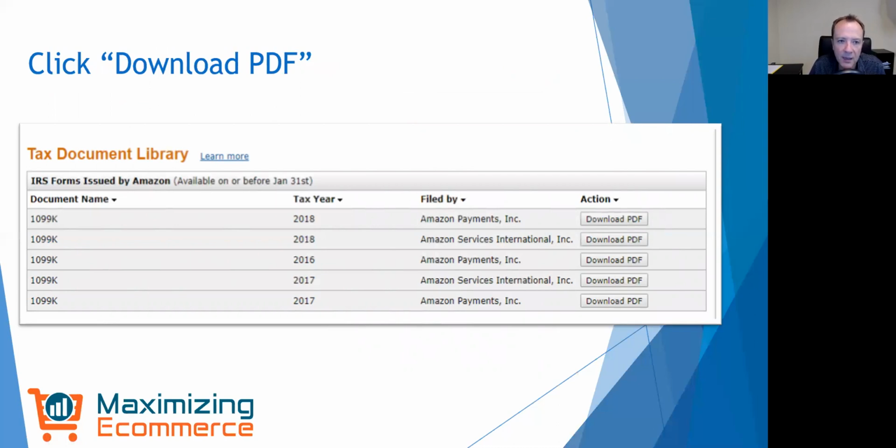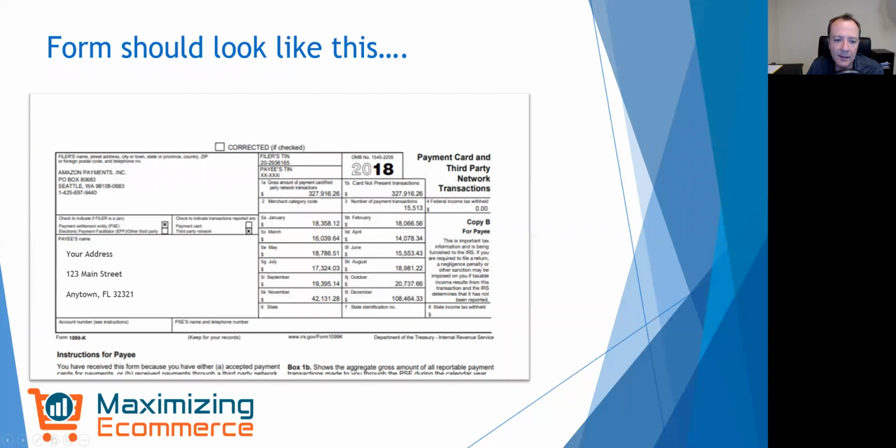For me, for example, I'm signed into North America when I took this screenshot, and I have a 1099 form from Amazon Payments Incorporated, that's for Amazon.com, and Amazon Services International Incorporated, that's for Amazon Canada. So I had a 1099 for the US, I had a 1099 for Canada, and I also had another one that was mailed to me for Europe. When you pull it, it should look something like this. This is basically what a 1099 looks like.